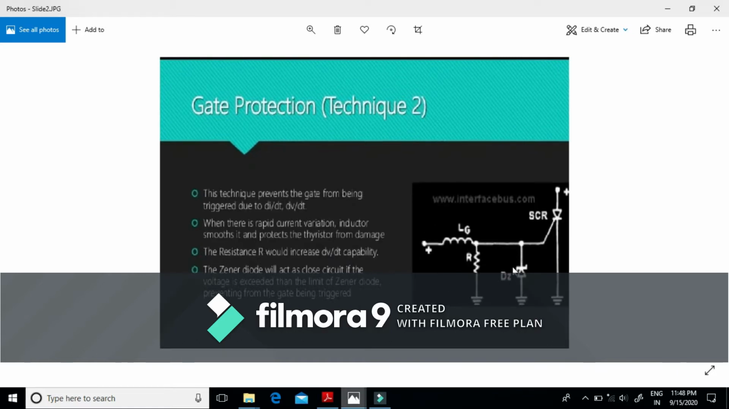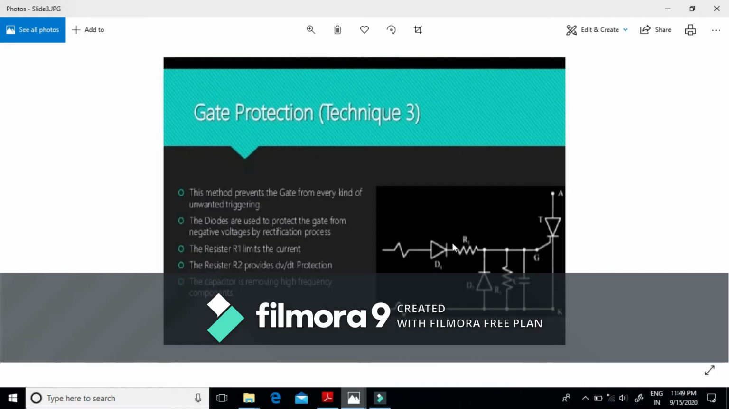The next gate protection technique is where we are using one inductor, one resistor, and the Zener diode. The function of this Zener diode is the same as in the previous technique, that is, it provides protection against the over voltage. This inductor provides the protection against the rapid current variations, and hence protects the thyristor from damage. This resistance increases the dV by dt capability of SCR.